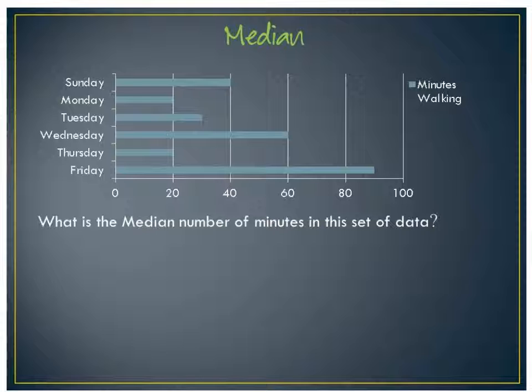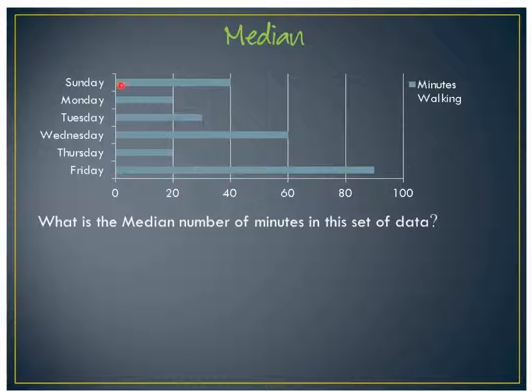Here's our first problem. We're going to look at the median. The question asks, what is the median number of minutes in this set of data? Now we have to remember, median means the number in the middle, but first we need to arrange the numbers from least to greatest. If we're looking at our table or at our graph, we can see that it doesn't have the number that goes with each of these bars. So the first thing we really need to do is to label each of them.